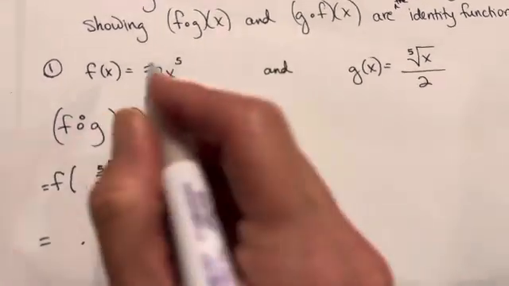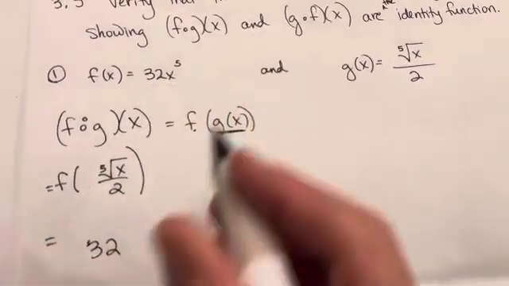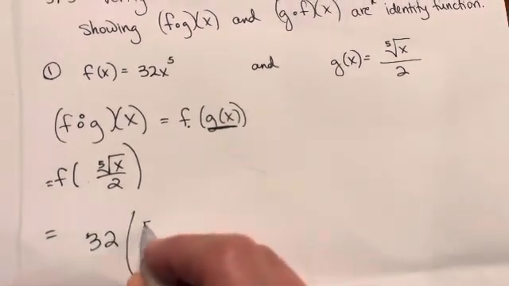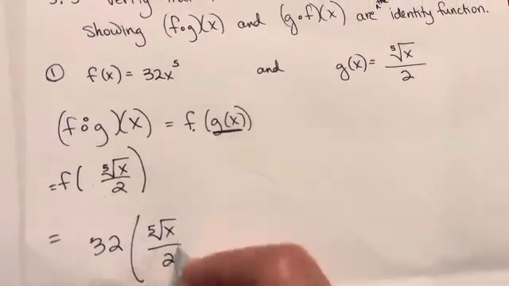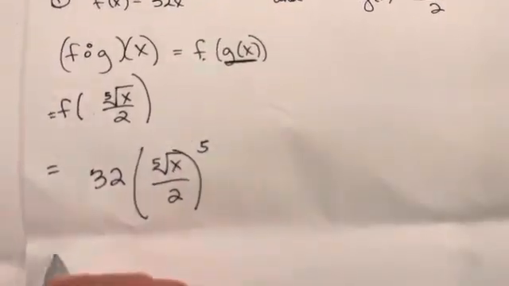So I'm going to do 32, and instead of a boring x, I'm going to write this entire function. I'm going to stick it in parentheses: the fifth root of x over 2, and notice that's to the fifth power. I'm looking through my phone, so hopefully this isn't too messy.